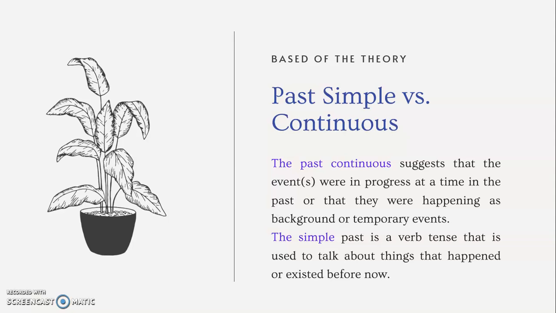So the difference between past continuous and past simple is that past continuous is about temporary events that were happening in the past, while past simple is about an activity that existed before now. In other words, we can say that past continuous is for a condition that needs time to pass, and past simple is just for an activity or an event that existed before now.